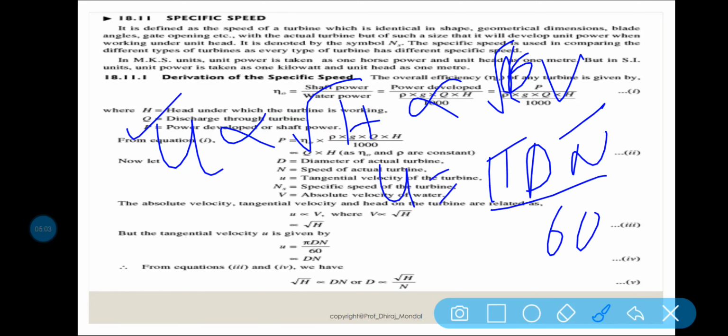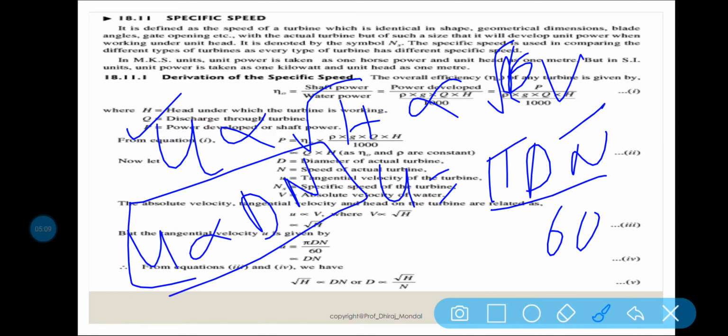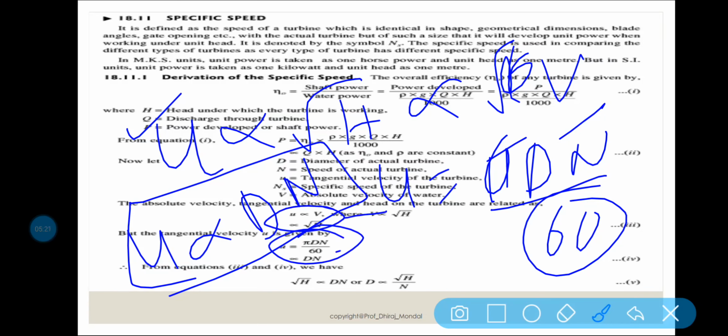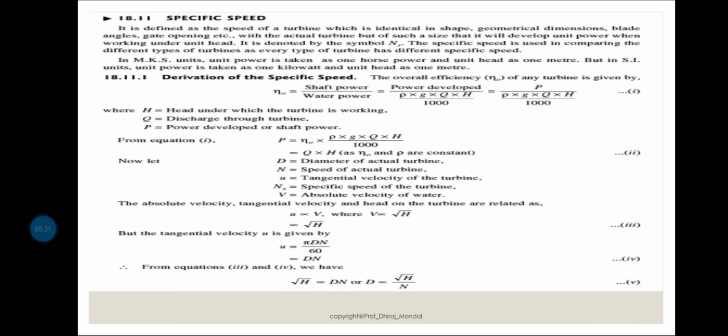Now pi dn by 60 means u is proportional to dn, because pi and 60 are constant. So we can write u is proportional to dn, or u is proportional to root over h. So from these two equations, root over h is proportional to root over dn. So d is proportional to root over h by n. This is equation number 5.